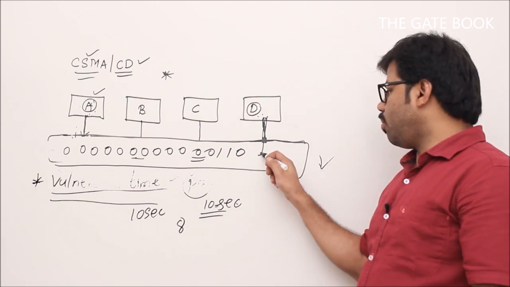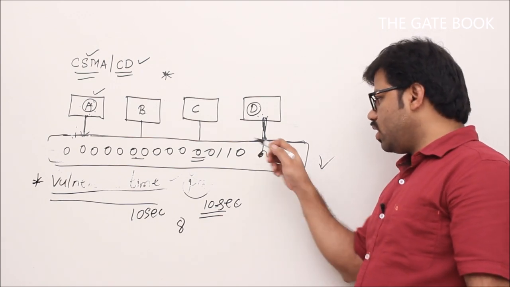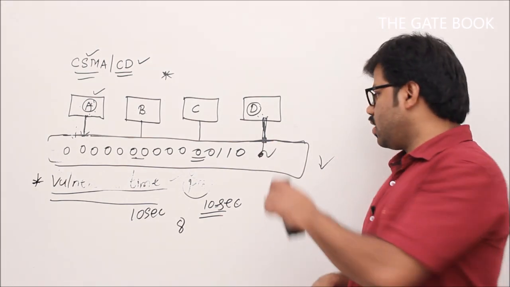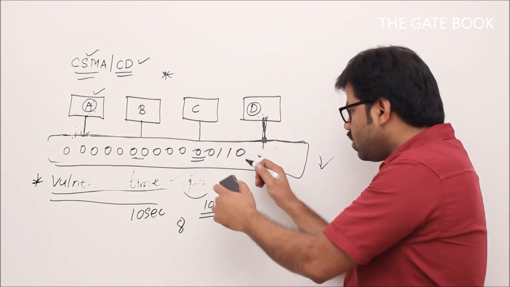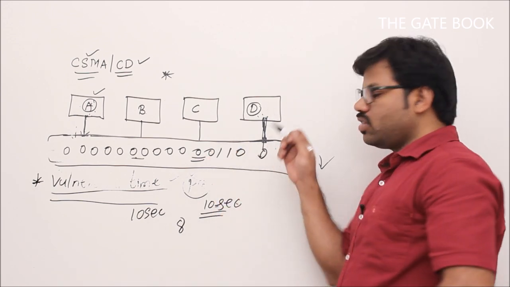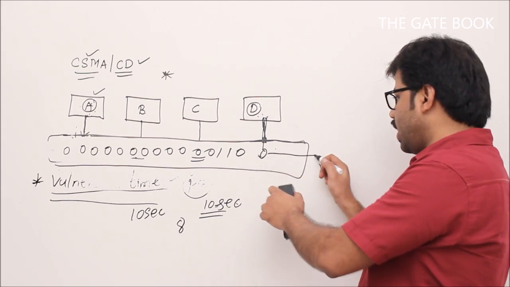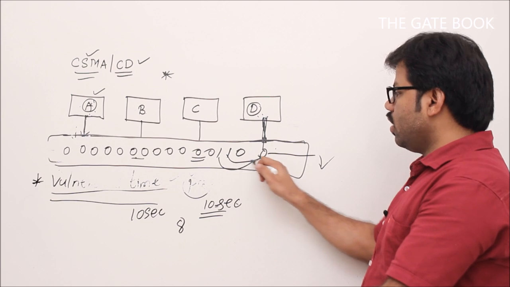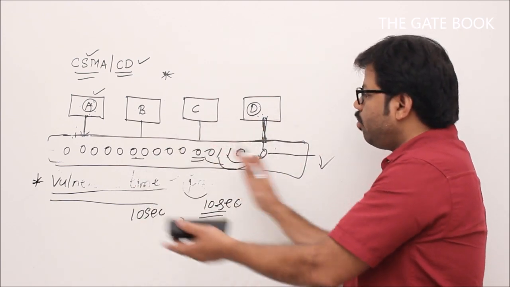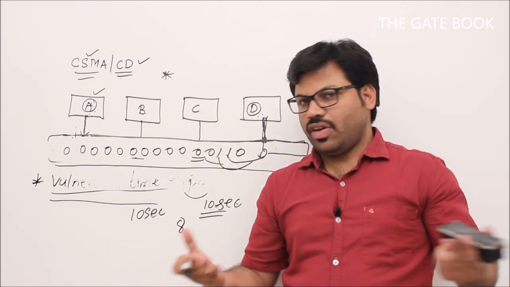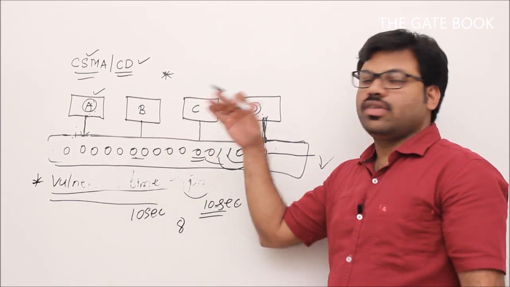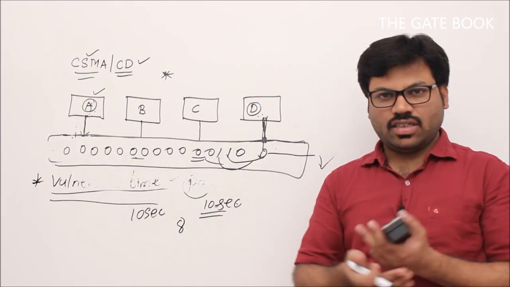Why? Because up to now the signal did not come to its place. Only then can it sense it. Once 0 comes here, D also senses the channel as busy. After that 0 goes like this, then this one will come, this one. In that way, signals will completely occupy the channel. Now everyone will see the channel as busy, correct?